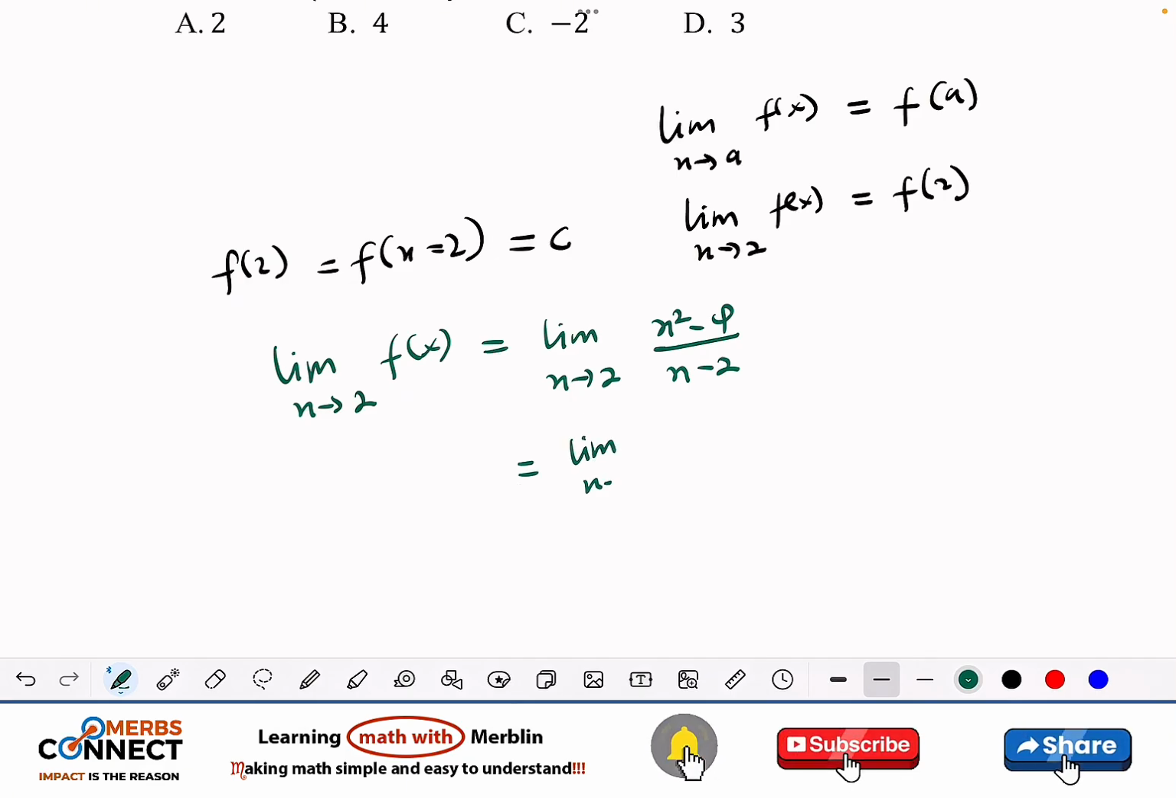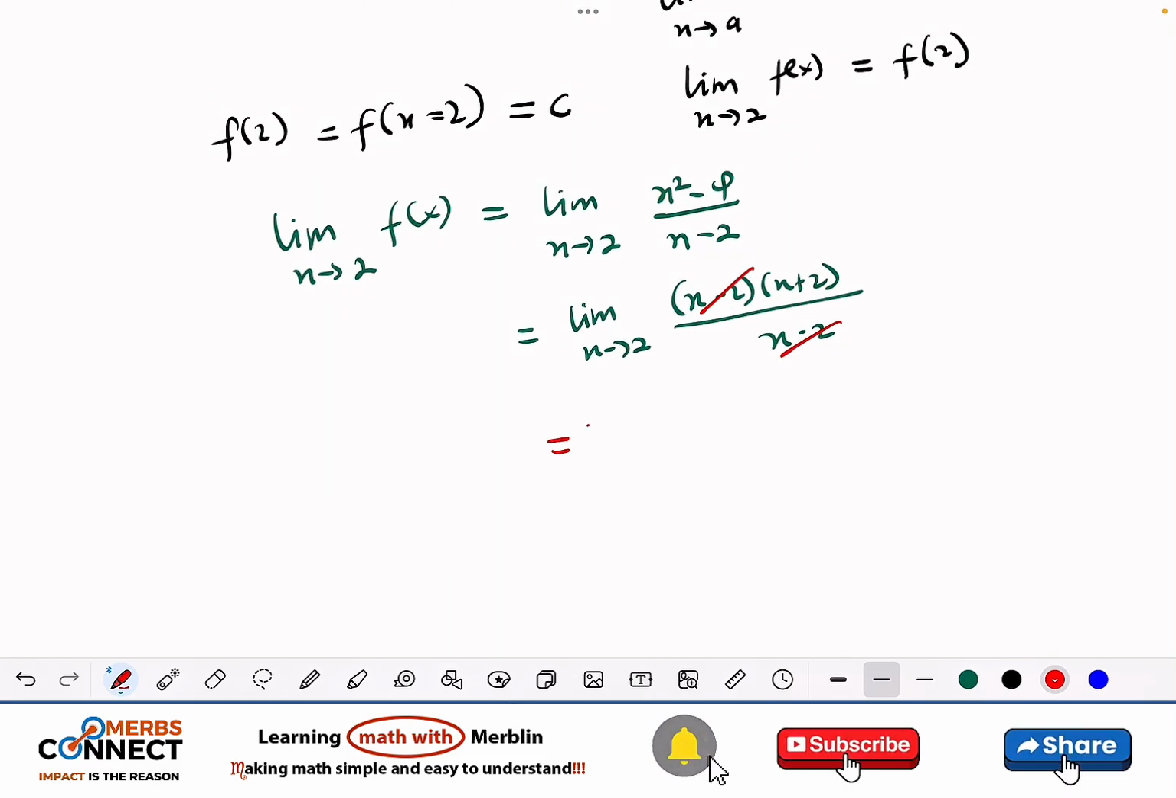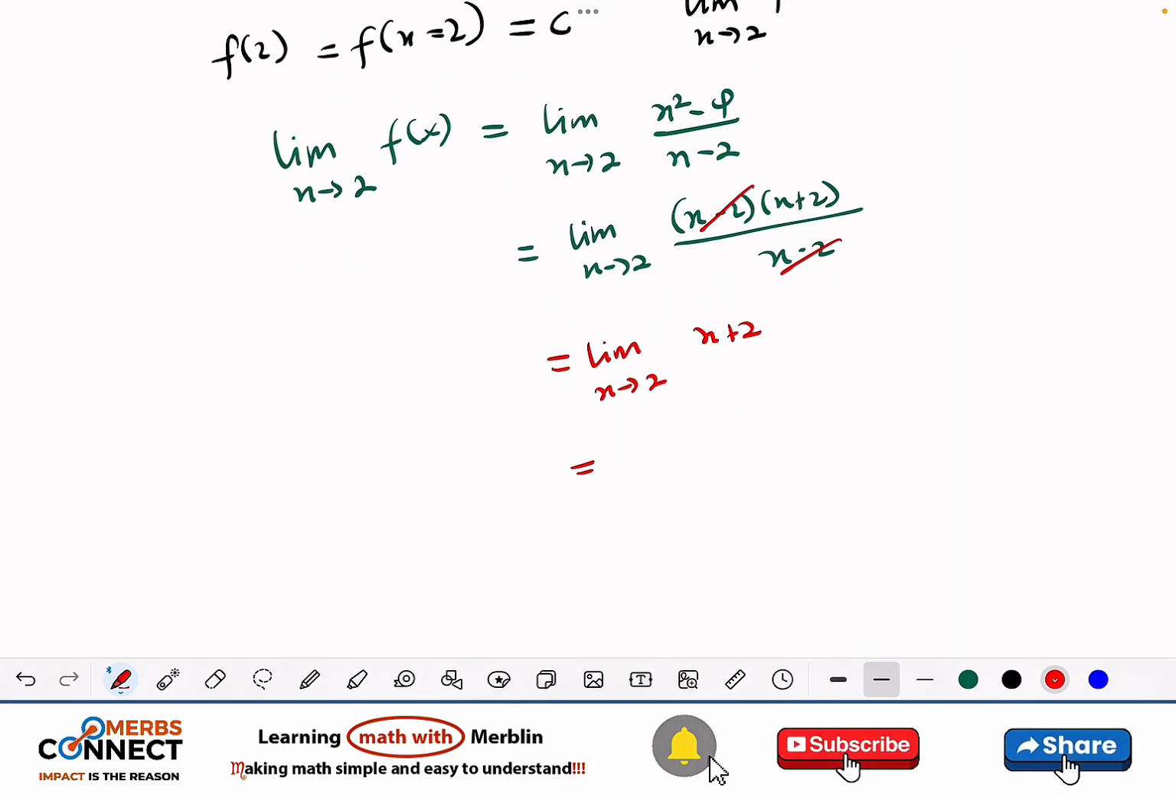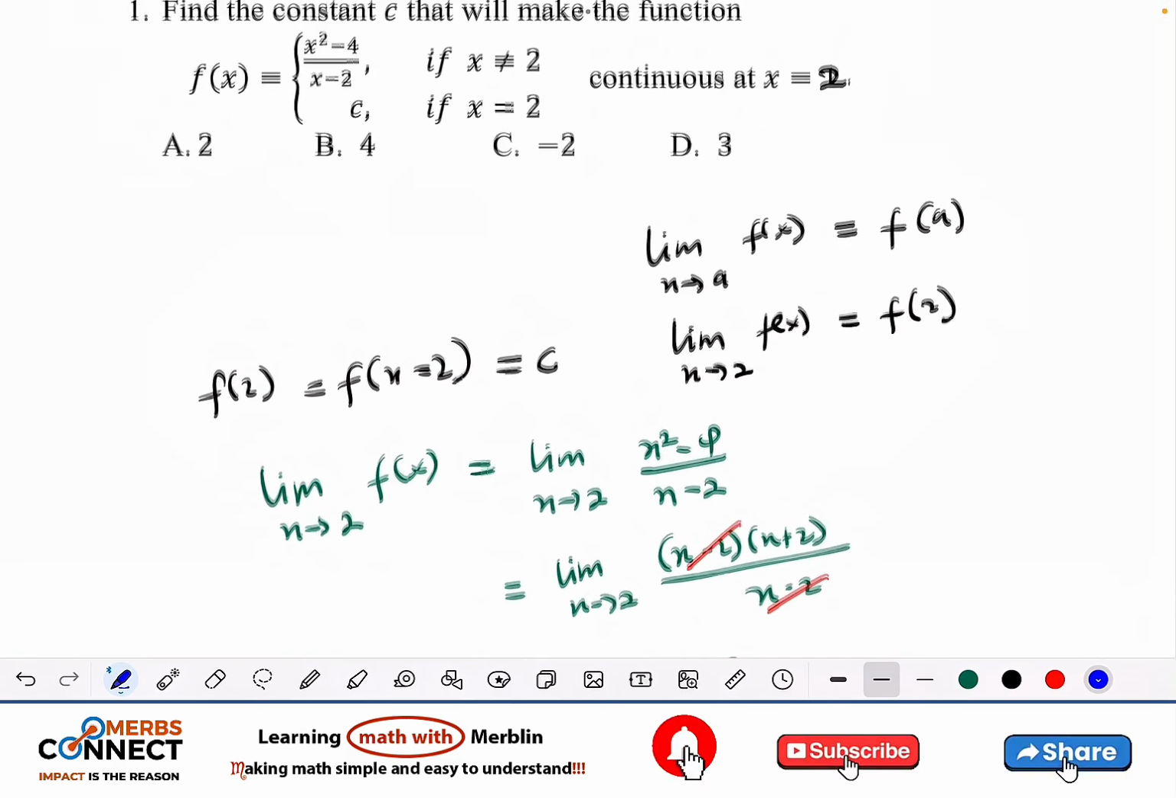The top is x minus 2 times x plus 2, that's the difference of two squares, and this will cancel the denominator. So we have the limit as x approaches 2 of x plus 2. Now after simplification, we do direct substitution. We set x equal to 2 because x is approaching 2, and we have 2 plus 2, which gives us 4.